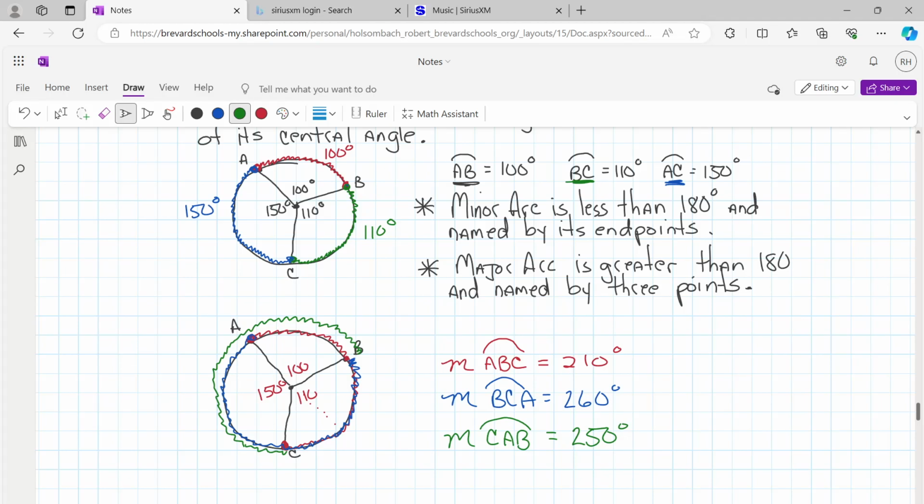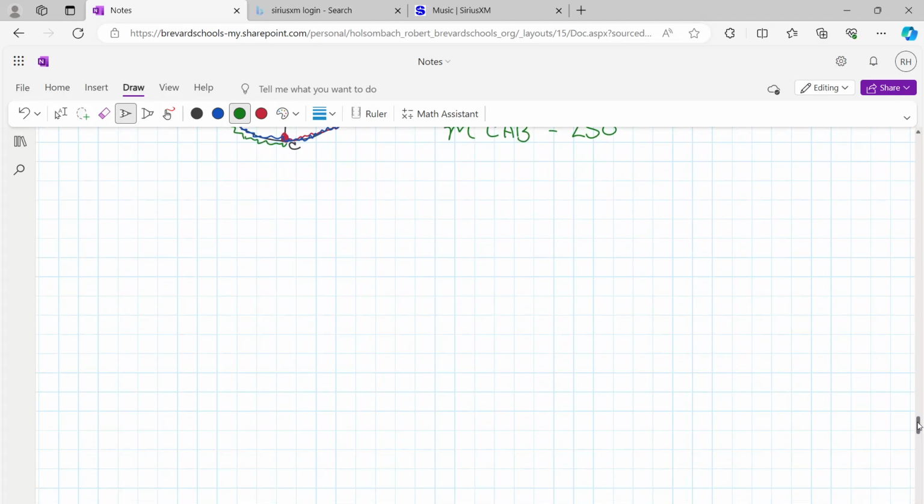All right, then your practice for today. Page 710, 1 through 5, and then 12 through 23.